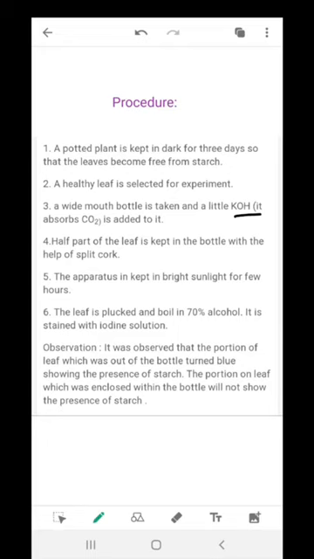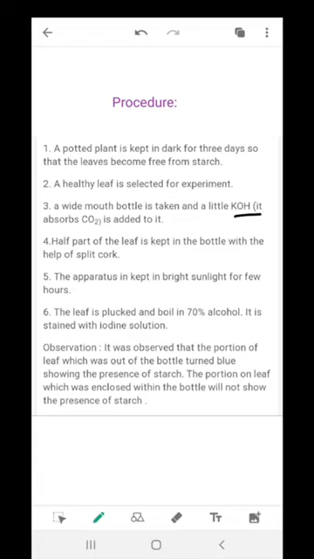I am repeating the procedure. First of all, you have to destarch the plant by keeping it in the dark, and then you have to keep it in sunlight. Now you have to select a leaf. 2 leaves we have to select. One leaf completely exposed to sunlight, and for the other leaf, half of the leaf should be kept inside a bottle containing KOH solution where it absorbs carbon dioxide, and half of the leaf should be exposed to the sunlight so that it can prepare the starch.